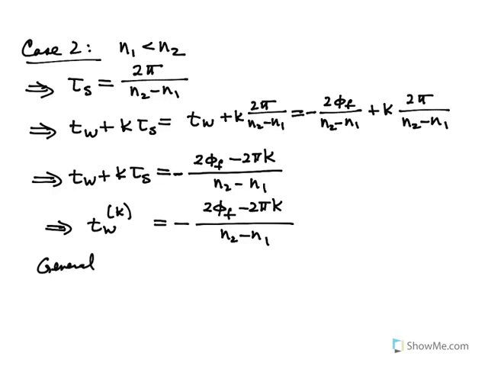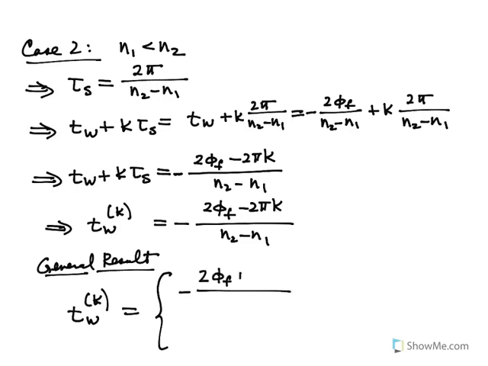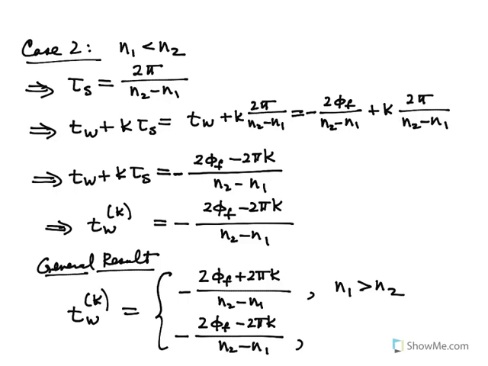which implies the general result. So the general result for both cases is that t sub w k is equal to, well, it's equal to the first case, minus 2 phi f plus 2 pi k all divided by, let's go grab it over here so we don't guess, n2 minus n1, and this is for n1 greater than n2, and it's equal to minus 2 phi f minus 2 pi k all divided by n2 minus n1 for n1 less than n2.